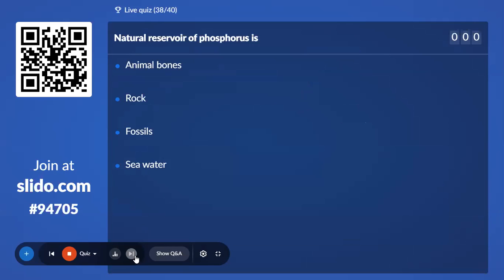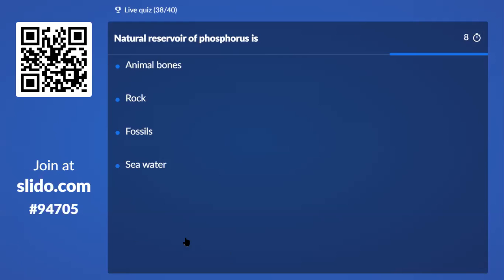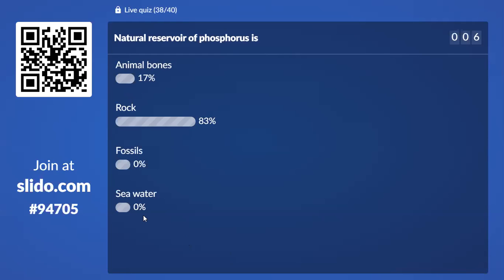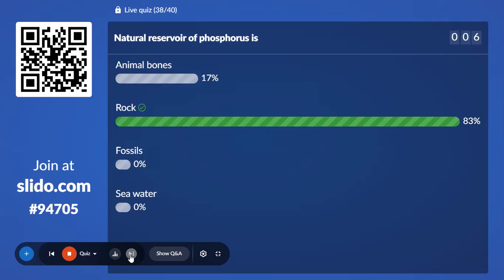Next question. Similar question from ecosystem. Natural reservoir of phosphorus is option A, animal bones, option B, rocks, option C, phosphorus, and option D, sea water. The majority answer for this question in 10 seconds on the screen. 3, 2, 1, and the majority vote on the screen. 83% with the correct answer, 17% with other answers.